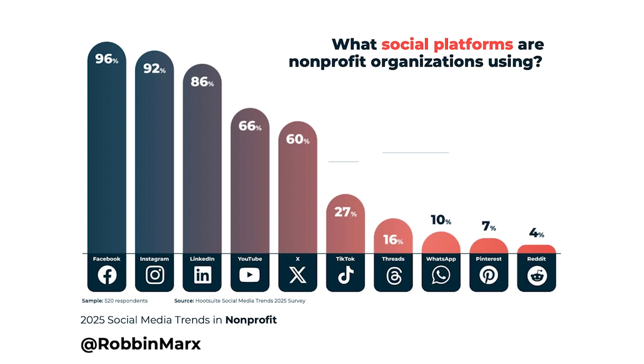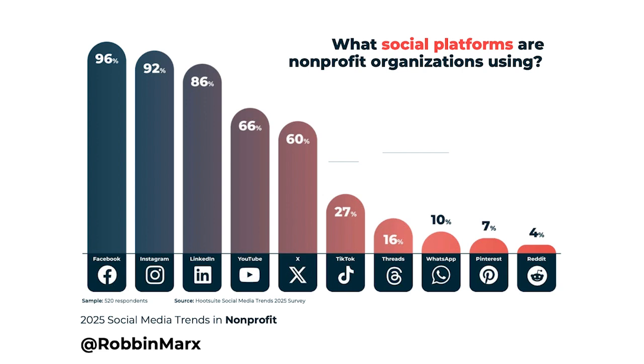So after X at 60%, we have a huge drop. We went from 96, 92, 86, 66 to 60%, all the way down to 27% with TikTok. If you don't have TikTok on your phone right now, you won't be able to download it. We did an entire episode about TikTok recently if you want to check that out. But if you are on TikTok already and you have an account, I would recommend you stay active there as well. Next up is 16%, which was very surprising to me. Threads.